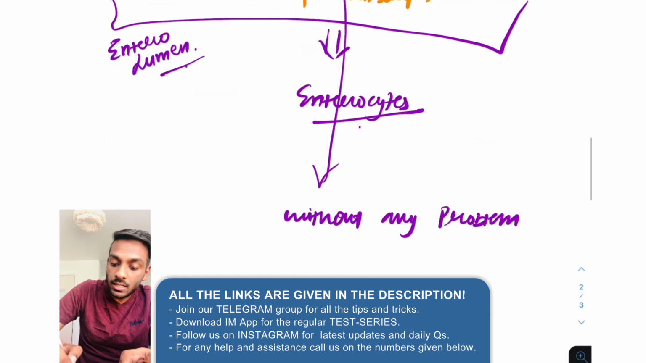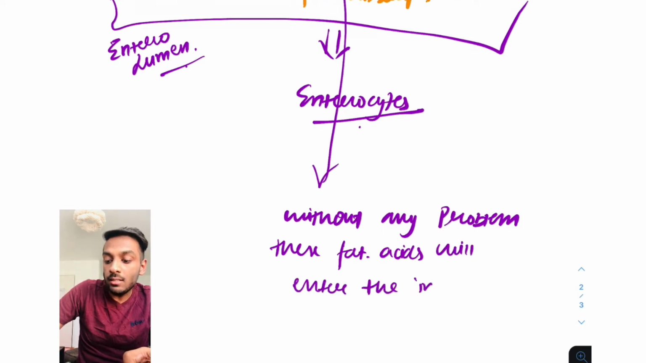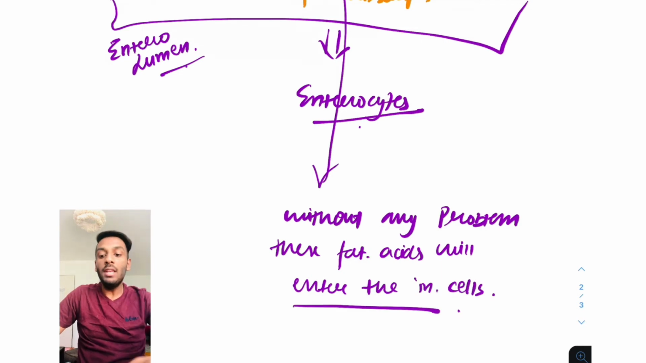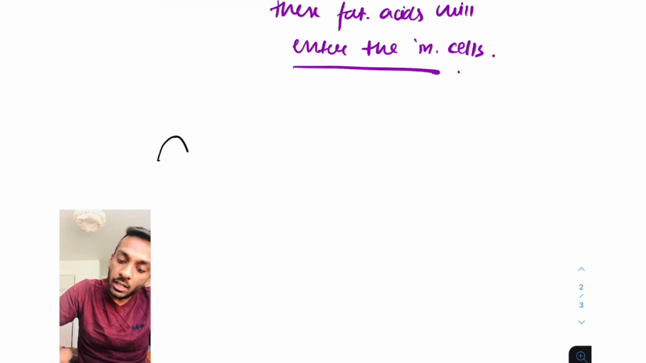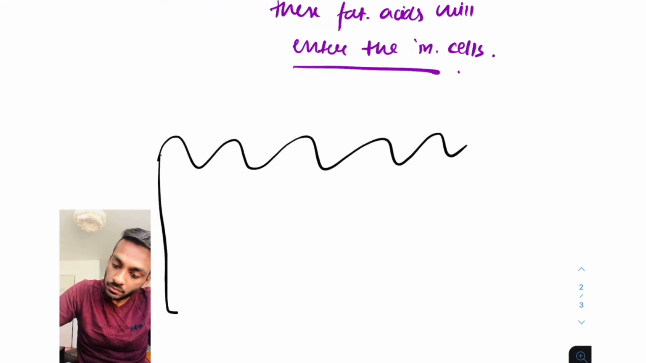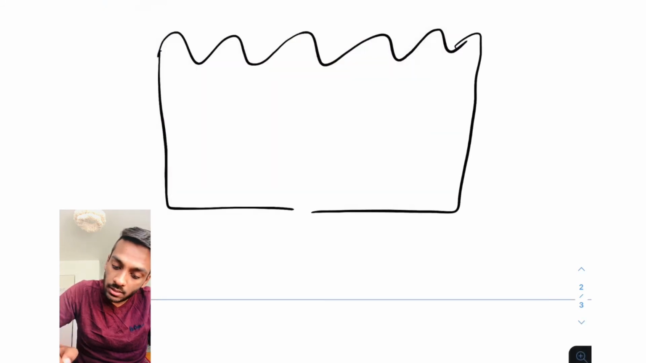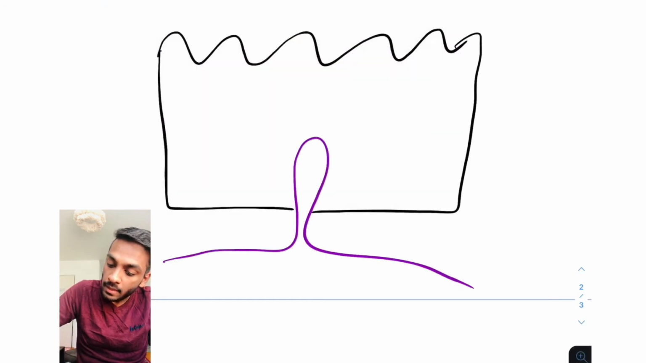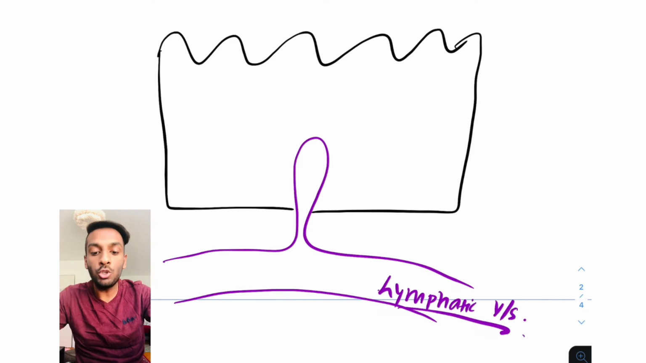These fatty acids will enter the intestinal cells. Okay, now what will happen? Suppose this is an enterocyte and here it is a lymphatic vessel. For the fat, there are many different things you should know about.